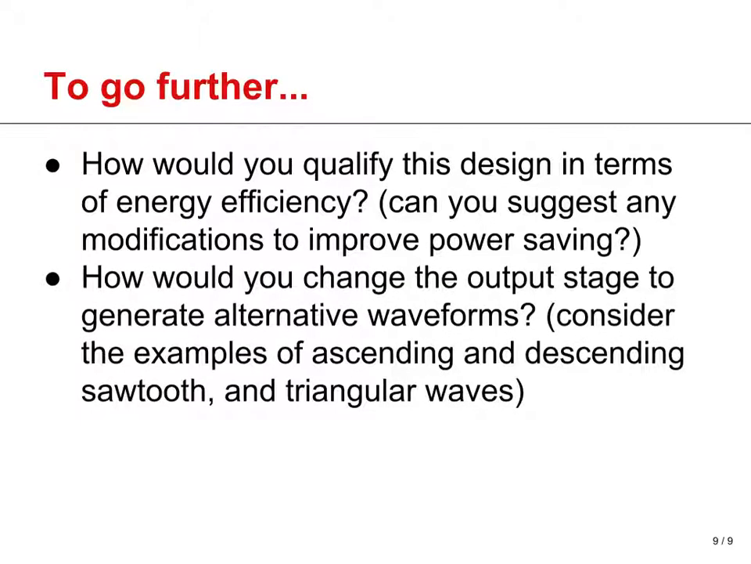Second question addresses the possibility of generating alternative waveforms at the output. So if we want to generate a sawtooth or a triangular wave, how should we modify the output stage? I mean, it will probably be necessary to use a DA converter instead of just a simple toggle flip-flop, but how should you do it in order to enable sawtooth and triangular waves?